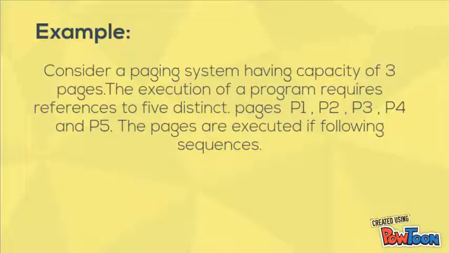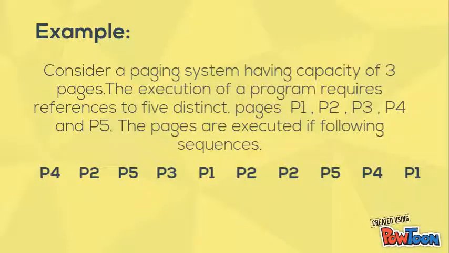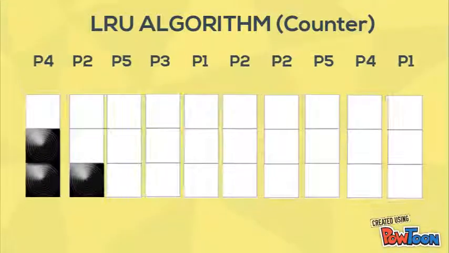Consider a paging system having a capacity of 3 pages. The execution of a program requires references to 5 distinct pages: P1, P2, P3, P4 and P5. The pages are executed following these sequences. Let's now list the page sequence in pages.